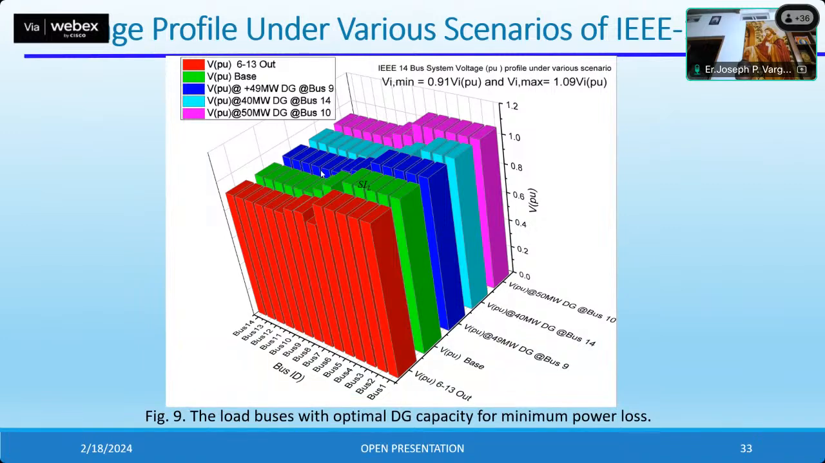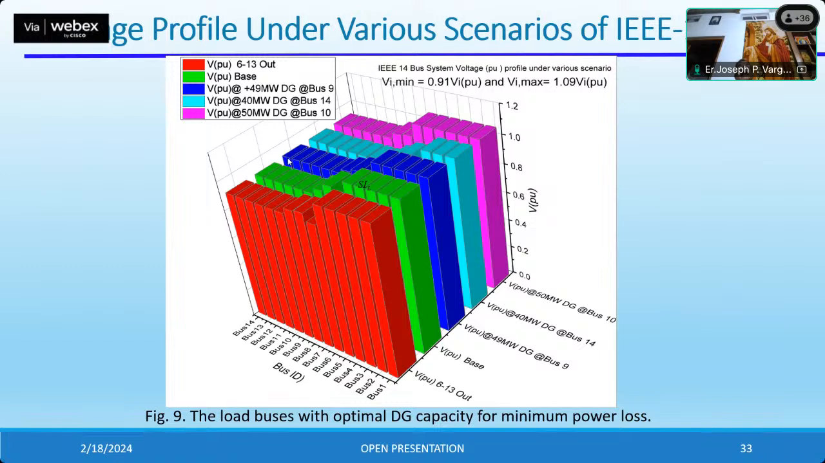This is the voltage profile under various scenarios of the IEEE 14 bus. Various scenarios means we have considered, for example, the line number 6-13 outage. This represents the voltage in that scenario, and this is a three-dimensional diagram using the Origin software. This is the base value, and this is the value we get due to the penetration of 49 megawatt at bus 9. And we see that in each case, while we penetrate DG, the voltage is improved. That is also another inference of this study.